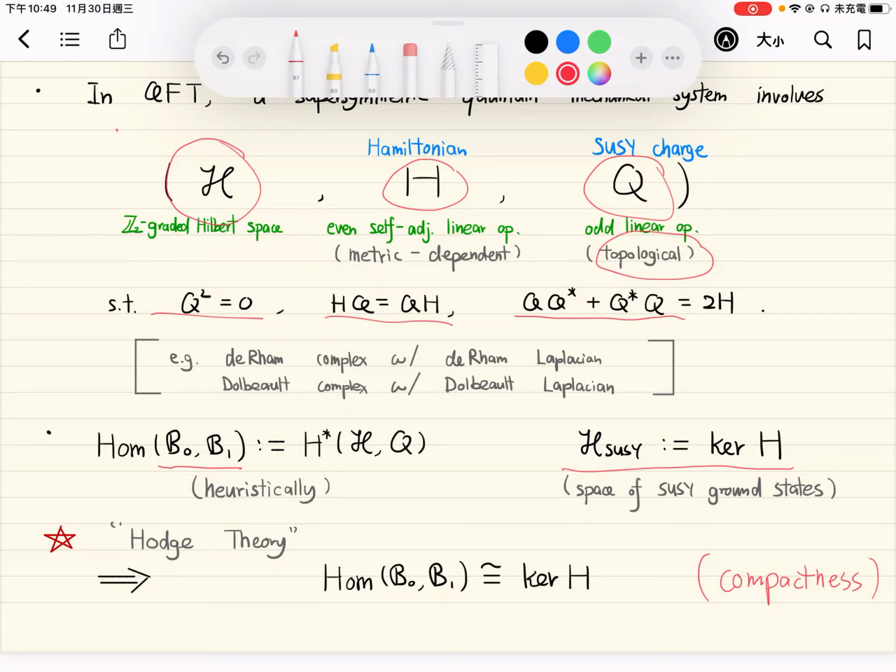But on the other hand, we can also define the space of supersymmetric ground states, which is a metric dependent space because the Hamiltonian operator depends on the metric. But if we have the Hodge argument, then indeed they are the same. So that's why we have the claim given by Kapustin-Witten, because in their claim, we assume that there is a Hermitian metric on the ambient space X. And on the other hand, we need a compactness assumption for the M. So we expect to have this kind of isomorphism. But this is only heuristic.